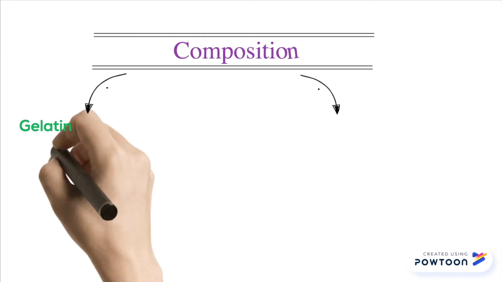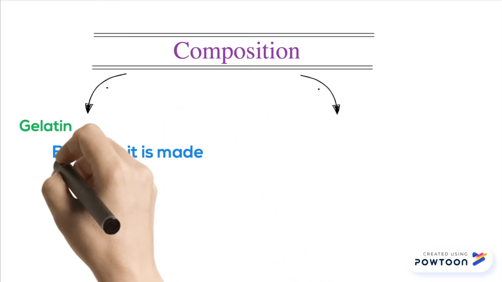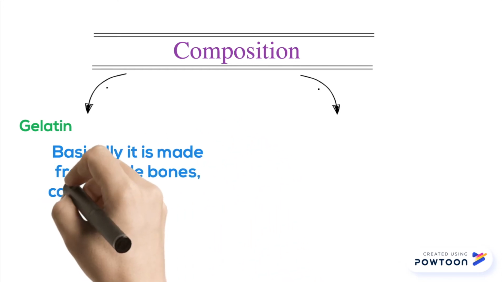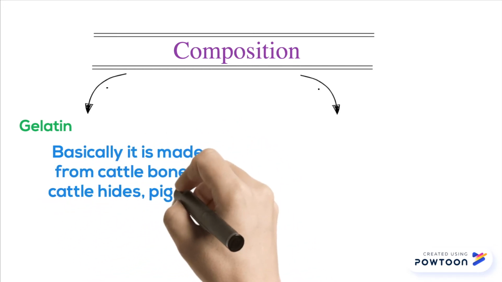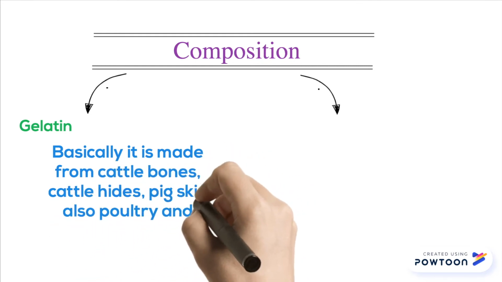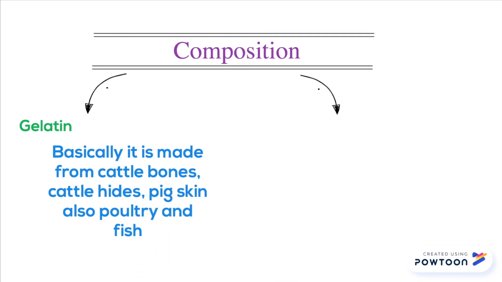Composition. Gelatin. Most gelatin composition is basically made from cattle bones, cattle hide, and pig skin, but some also include poultry and fish. In the process of making the gelatin, the pig skin is soaked in cold acid to produce rope-like protein fiber called collagen. Then the pig skin is diluted in water to extract the gelatin from the pig skin.